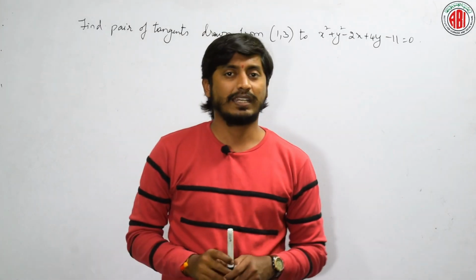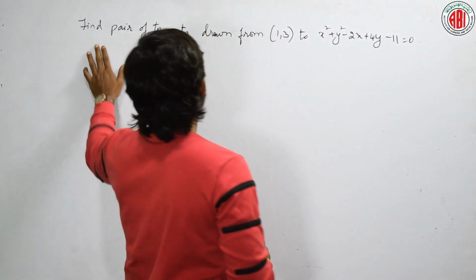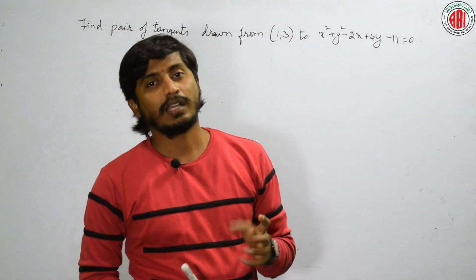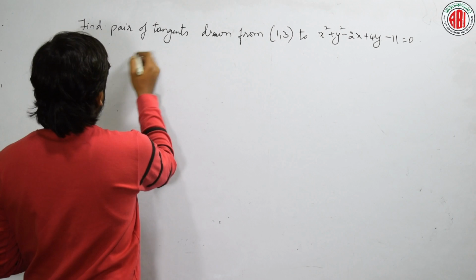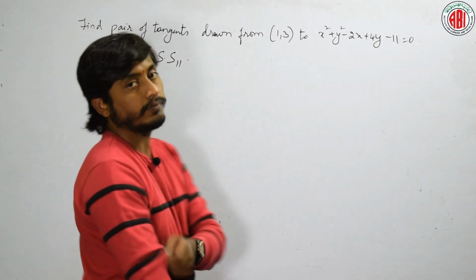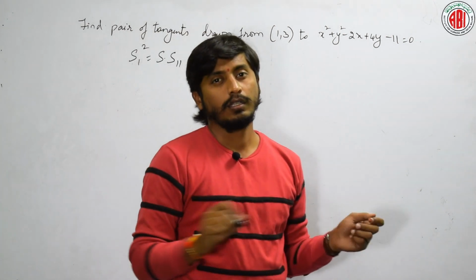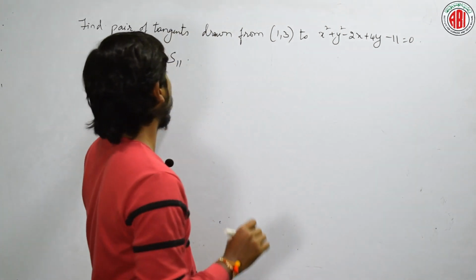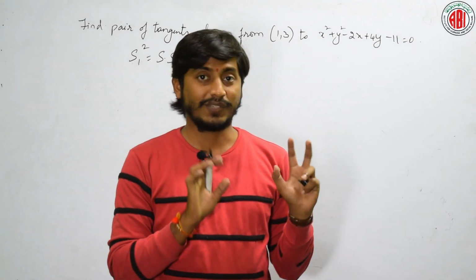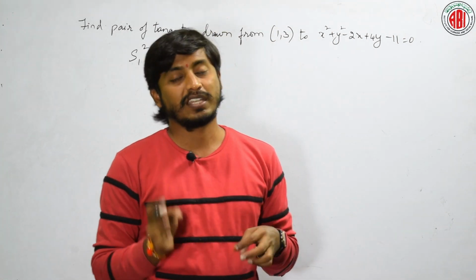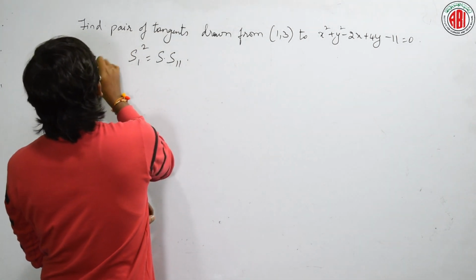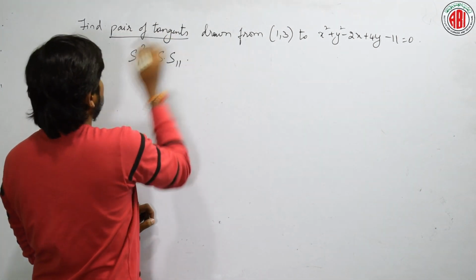Let's do. Look at the next question here. He is asking us to find the pair of tangents drawn from a particular point to the circle. What is the formula? That is S1 square is equal to S into S11. Just finding S1 and S11 and substituting is a very lengthy process. The formula is very easy, but the simplification will take a lot of time. Clear? So, let us find the pair of tangents.